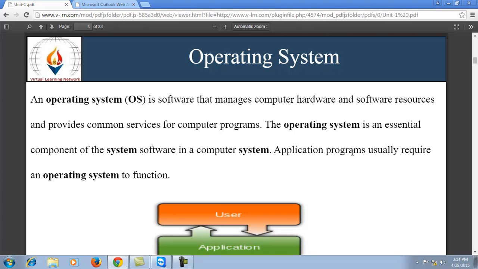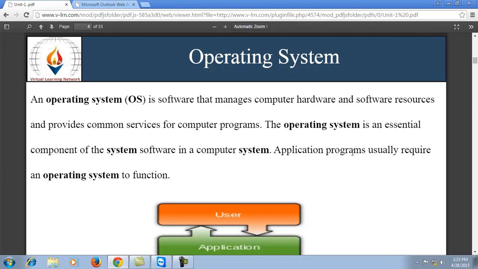Application programs usually require an operating system to function. You can install a number of applications on your PC after installing the operating system. You first install the operating system on your hardware device, then you can go further for other applications. Without an operating system, you are not able to interact with the hardware devices directly or indirectly. First of all, you have to install the operating system on any device which is interactive with the user.